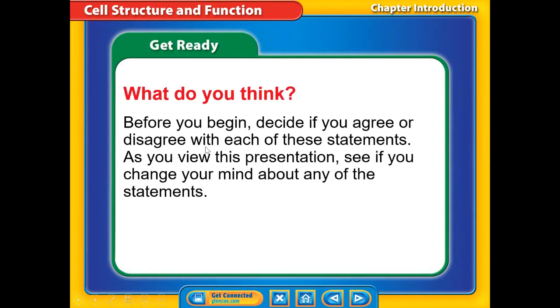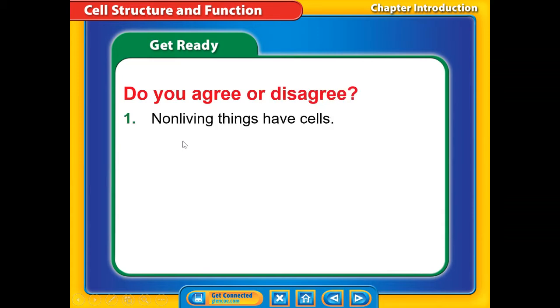Next, the second assignment is that get ready to read worksheet. And it is these statements. The first one, non-living things have cells. So if you have not, you might want to get that worksheet ready. And if you want to listen to me talk through this and then write your A or D for agree or disagree on the worksheet, you can go ahead and do that. Non-living things have cells. Do you agree or disagree with that statement?